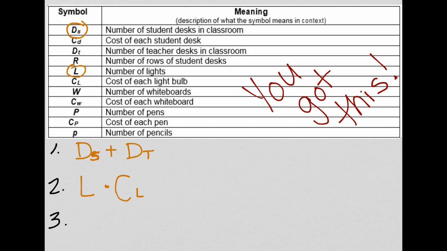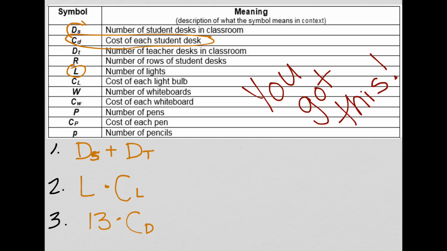Okay, number 3, write an expression if 13 student desks need to be replaced in the classroom. And so we know there's going to be 13 this time. In number 2, we used a variable to represent how many, but this time we know how many. It's 13. How much does it cost for one desk to be replaced? Well, that is CD, the cost of a student desk, right there. So I need 13 of those, and that's going to be 13 multiplied by CD.